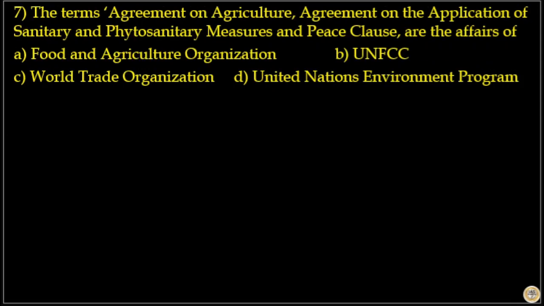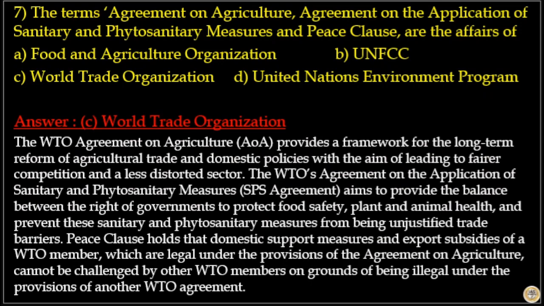Next is the terms. Agreement on agriculture, agreement on the application of sanitary and phytosanitary measures, and peace clause are the affairs of which of the following? Food and Agricultural Organization, UNFCCC, WTO, UN Environment Program. The answer to this question is option C, WTO.